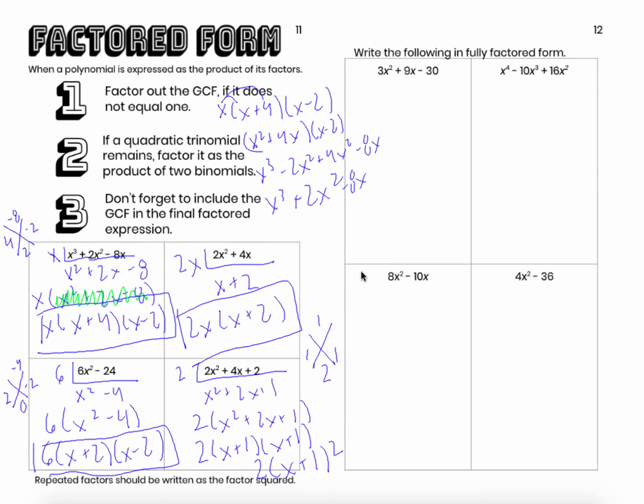Just going to factor out a GCF of 2x. And then we're done. So this is the factored form. It's just like if I said write it in factored form by factoring out the GCF.